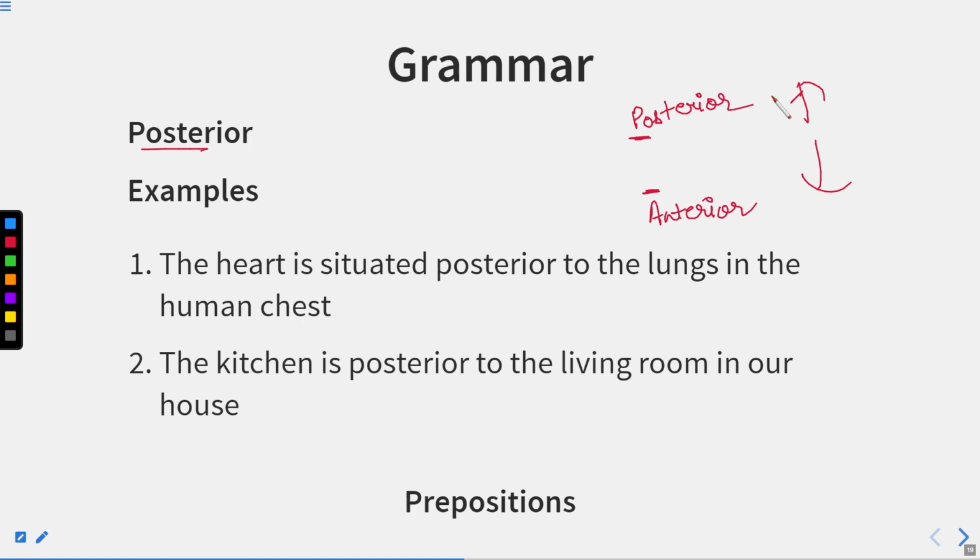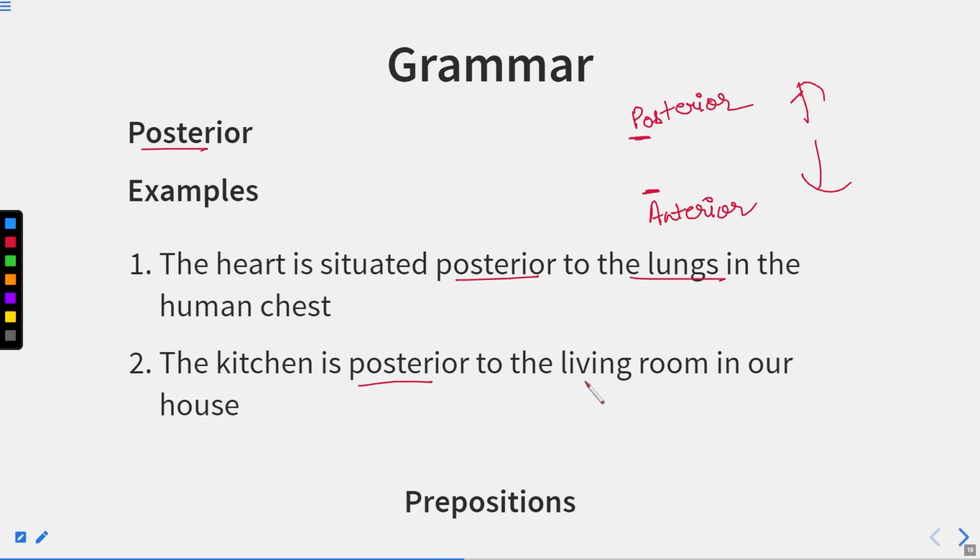So when something is on the front side or towards the front side, it is known as anterior, and when something is towards the back side or behind something, that is known as posterior. The heart is situated posterior to the lungs in the human chest. So obviously lungs are at the front side and the heart is at the back of it. Well, my drawing is not so good, I'm just making it to show you the pictures, and it is just to show that something which is forward is known as anterior, and when something is backward, it is known as posterior.